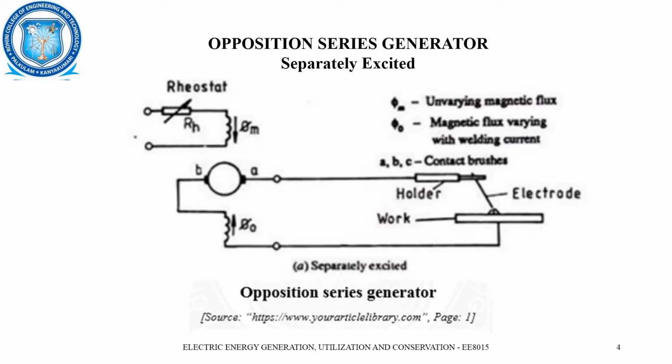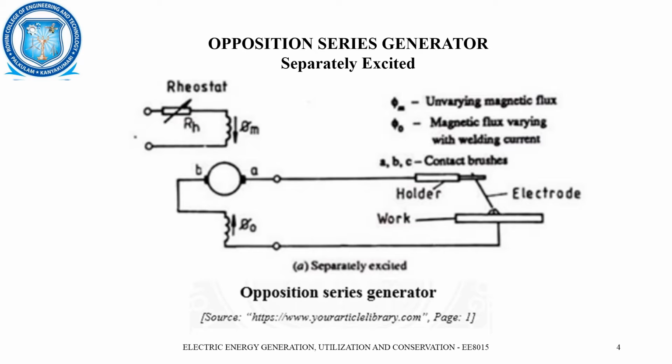Here, the generator has two field windings. One is called the separate excitation field, which produces a constant magnetic flux. Here we can see it is phi m and is energized with the alternating current through a resonant voltage regulator and a silicon rectifier. Both will be mounted on the generator frame itself. The other one is known as the opposition series field and is placed in series with the welding circuit.